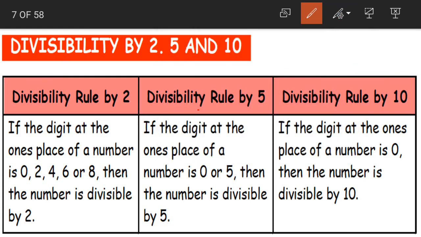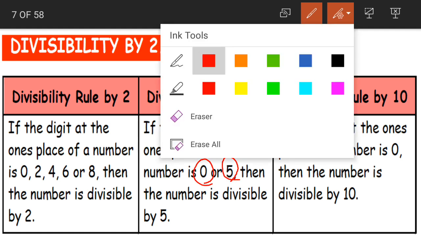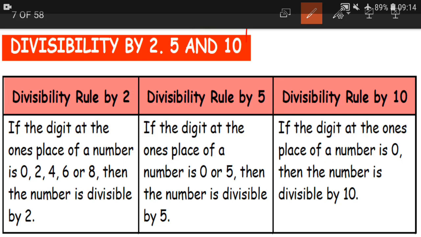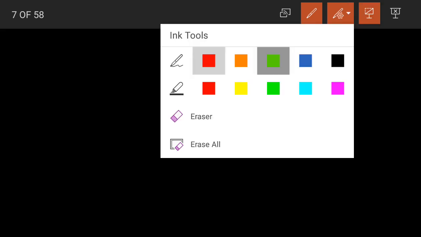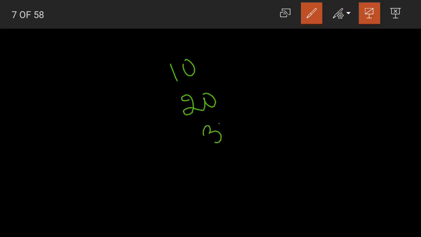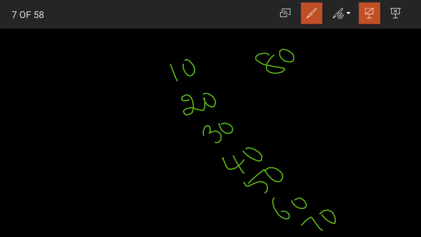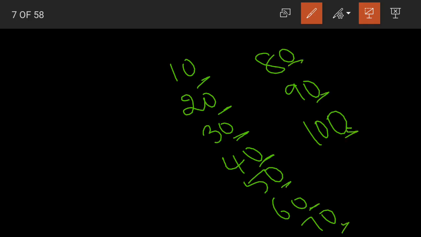Okay, clear? Easy, right? Divisibility rule by 5. At the ones place, we need to have either 0 or 5. Next, coming to our next divisibility rule, that is divisibility rule by 10. If the digit at the ones place of a number is 0, then the number is divisible by 10. Again, if you look at the multiples of 10, 10 ones are 10, 10 twos are 20, 10 threes are 30. If you look at all the numbers here, what do they have in common? They all have 0 at their ones place. Yes or no, children? They all have 0 at their ones place.